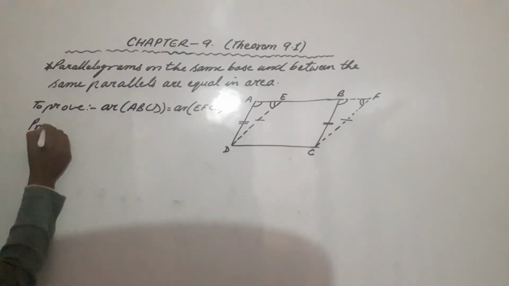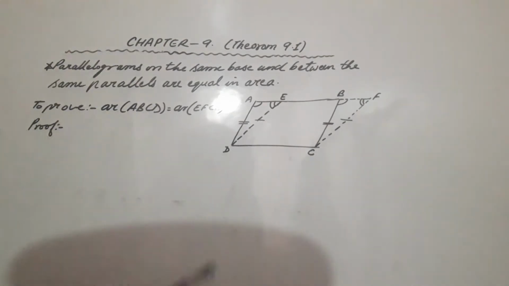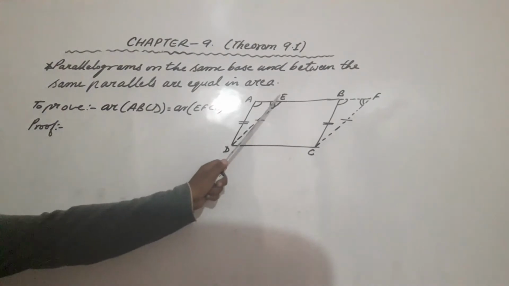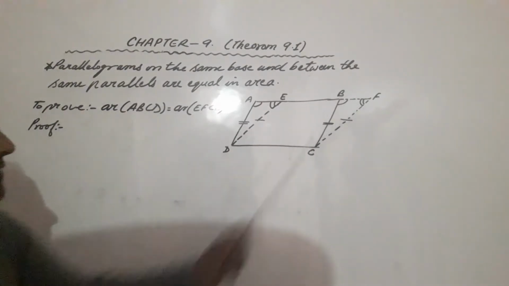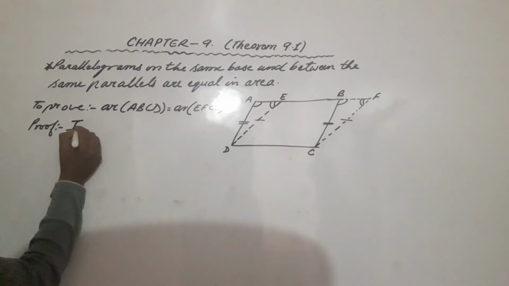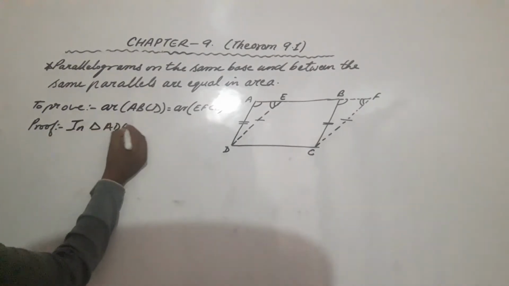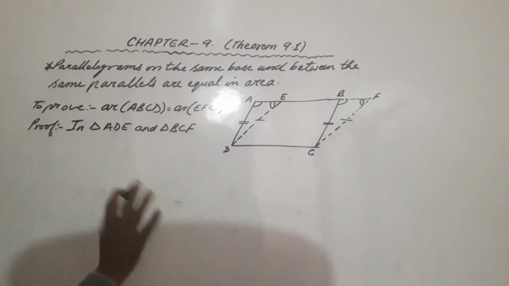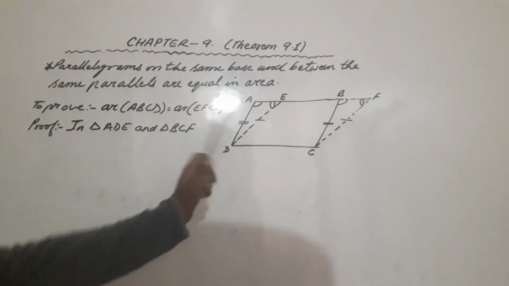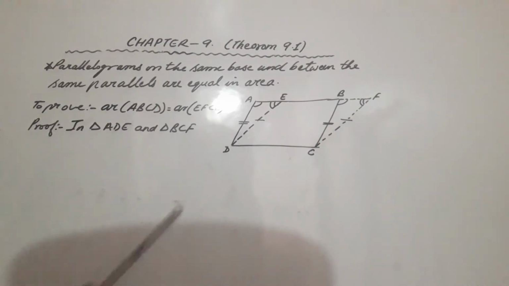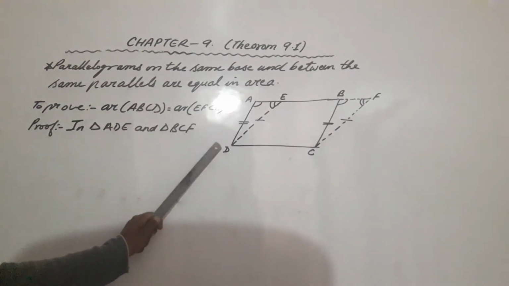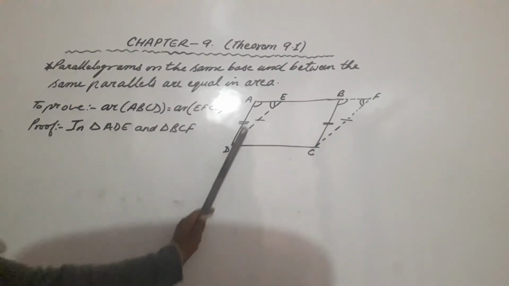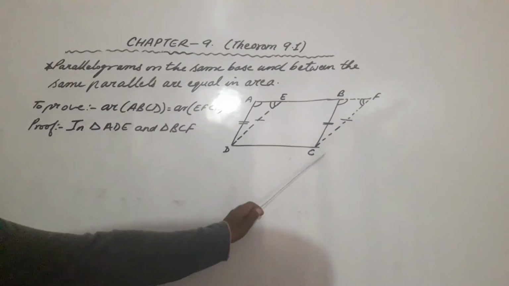We'll start with these two triangles at the end: triangle ADE and triangle BCF. So we'll write here, in triangle ADE and triangle BCF. We'll prove these two triangles congruent first. So first, what do we see? We find that the line AD is parallel to line BC. Second, the line DE is parallel to line CF.